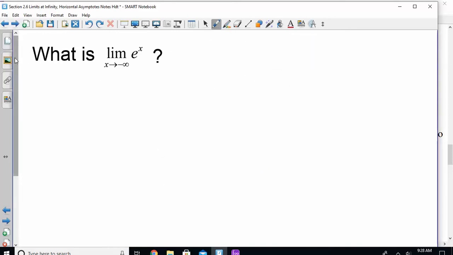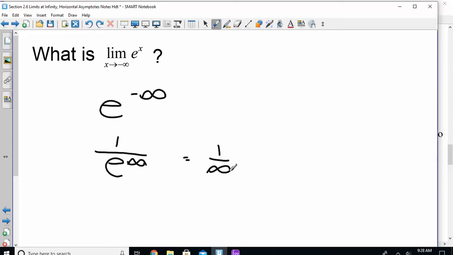So what's the limit as x approaches negative infinity of e to the x? So if I just plugged in, I would get e to the negative infinity. What does a negative exponent do? Flips it, right? Drops it down to the bottom. So 1 over e to the infinity. Alright, if you take a number to a bigger and bigger power, what's that turning into? Really big number, isn't it? So this is really just turning into 1 over infinity, so that would be 0.